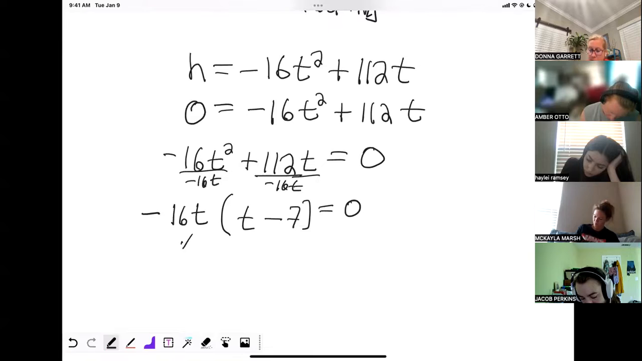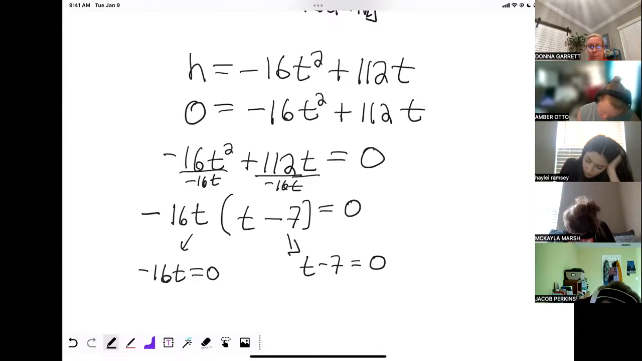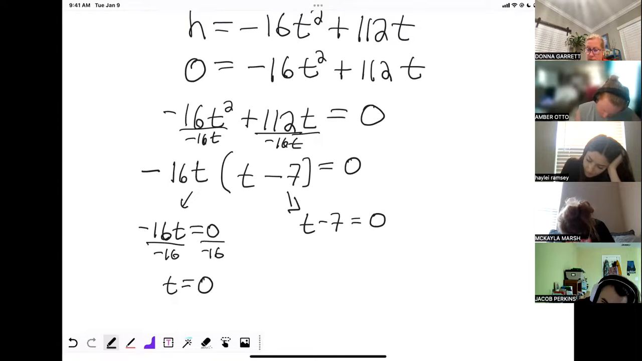I have to set each of them equal to 0. Negative 16t is equal to 0. T minus 7 is equal to 0. Divide by negative 16, divide by negative 16. T is equal to 0. I can add 7 and I get t equals 7.